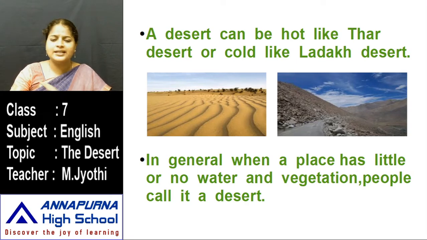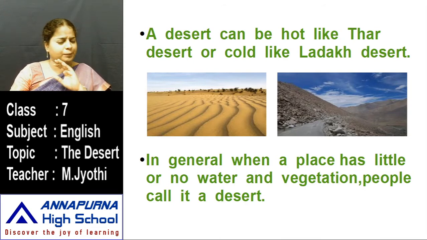In general, when a place has little or no water and vegetation, people call it a desert. Do you know, children, why people call it a desert? Because in general, when a place has little or no water, and the vegetation is also very little, that means plants, crops, everything very little, and sometimes there will not be crops or plants or anything, then we call it a desert.